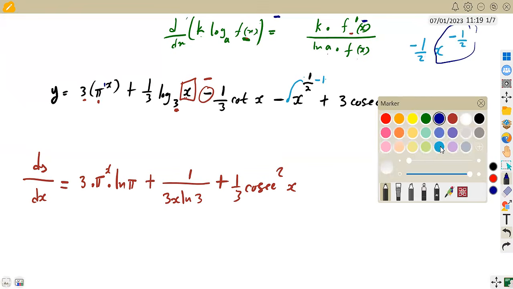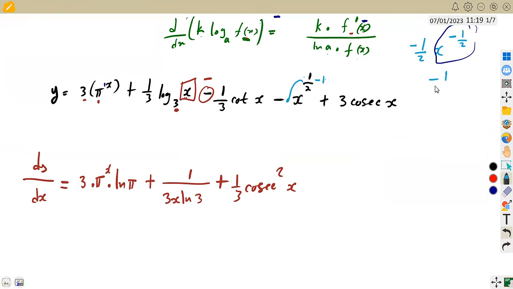So this is going to be negative 1 over 2x to the exponent of a half, which is simply the square root. Remember, the exponent of a half is the square root of. That means we're going to obtain negative 1 over 2 x to the exponent of a half, which simply means the square root of x. In this case, we are going to obtain negative 1 over 2 square root of x.